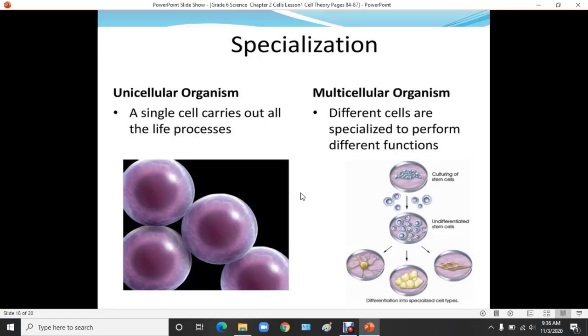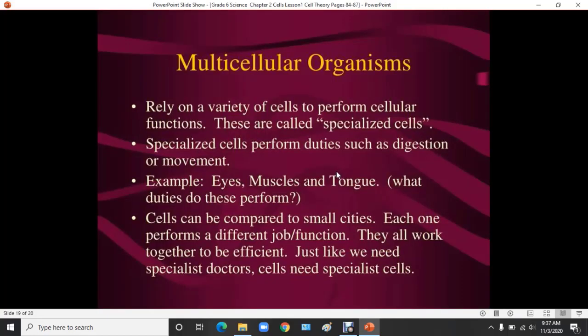As we said, multicellular organisms are made of more than one cell, and they perform a variety of specialized functions. Look at our body: it has different types of cells that make up our skin, nerves, blood and muscles.